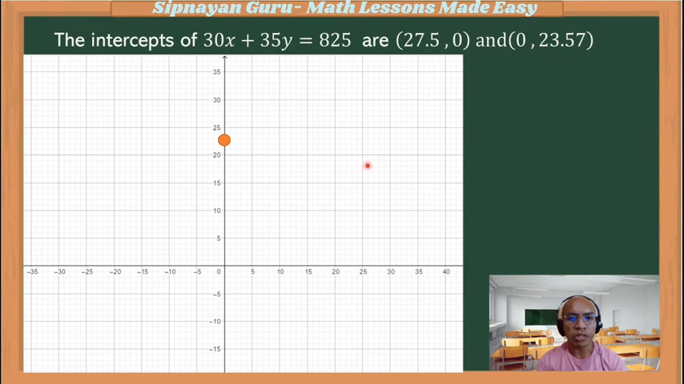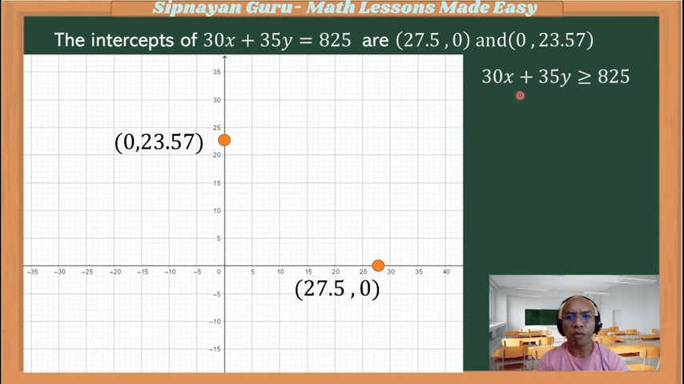Plot them in the Cartesian plane. So this is our y-intercept, 0 and 23.57. Our x-intercept is 27.5 and 0. So the given inequality is 30x plus 35y is greater than or equal to 825. So our boundary line is a solid line.